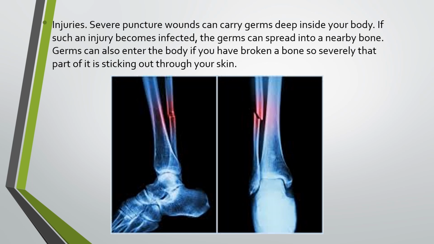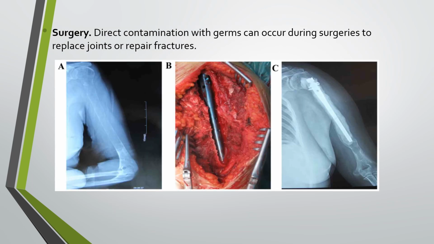Injuries. A severe puncture wound can carry germs deeply inside your body. If such an injury becomes infected, the germs can spread into a nearby bone. Germs can also enter the body if you have broken a bone so severely that part of it is sticking out through your skin. Surgery. Direct contamination with germs can occur during surgeries to replace joints or repair fractures.